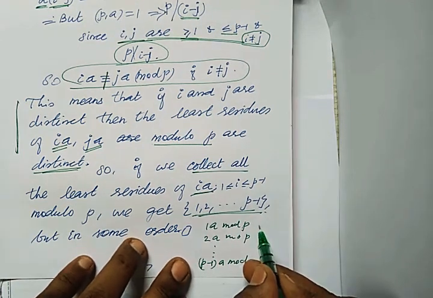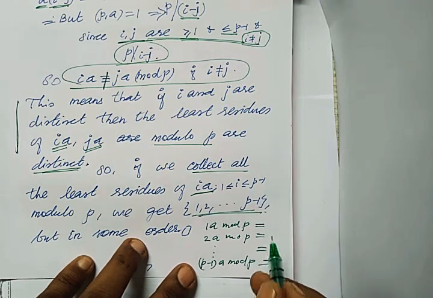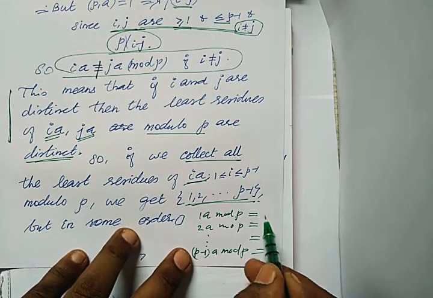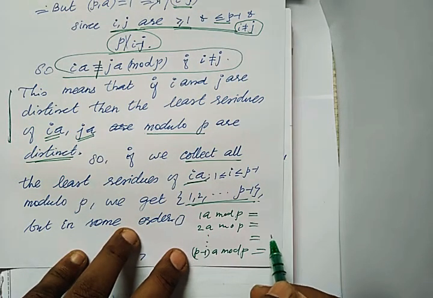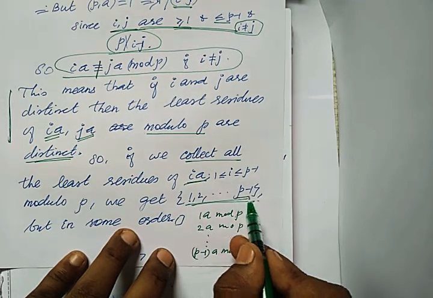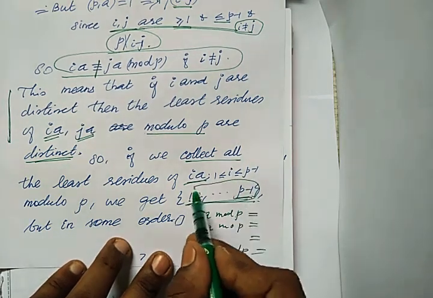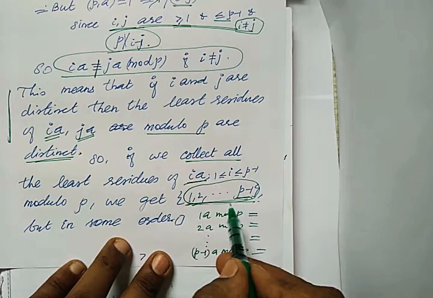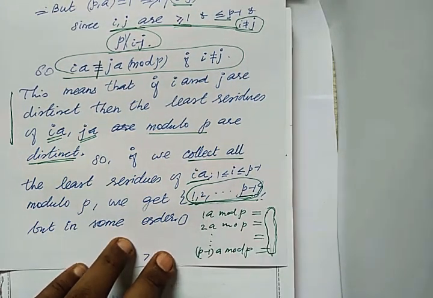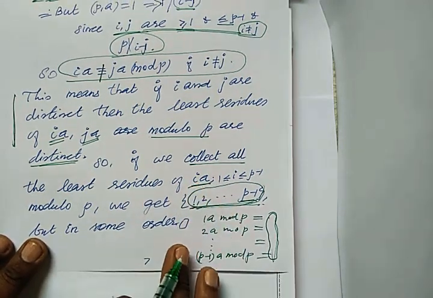Each time we are getting some remainders, residues, some numbers. We are getting some different numbers other than 0, but greater than or equal to 1 and less than or equal to P minus 1. That means surely we have to attain all these numbers, right? So these numbers will be in some order here, right? So that's all. So that lemma is over.